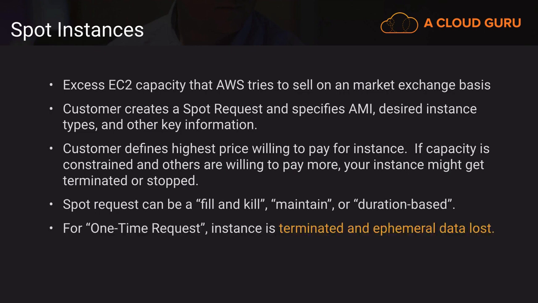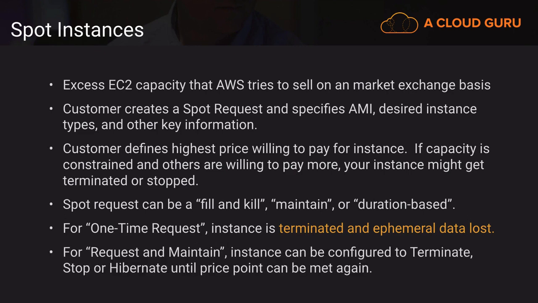So for the one-time request, the fill and kill, whenever the price gets above my price point, the instance is going to be terminated and any ephemeral data I had there is going to be lost. But for the request and maintain, I can configure the instance to terminate, stop, or hibernate until the price point can be met again. So I don't necessarily have to destroy or lose my data.